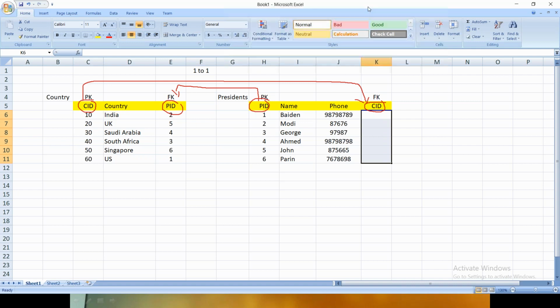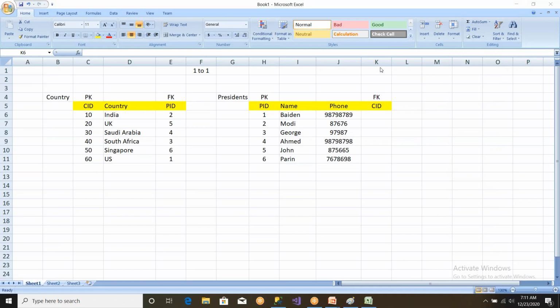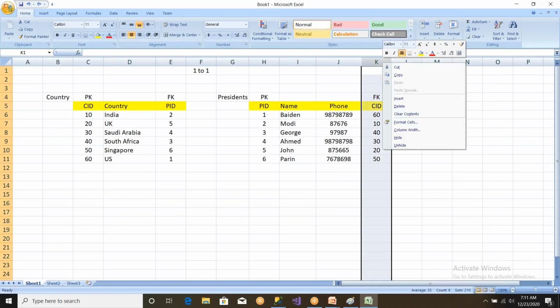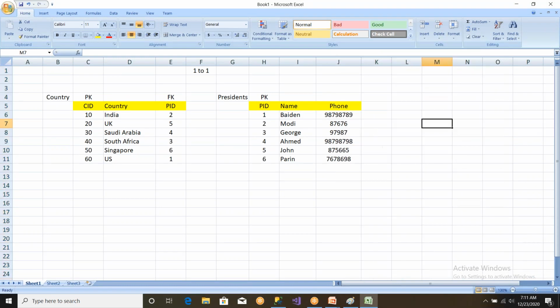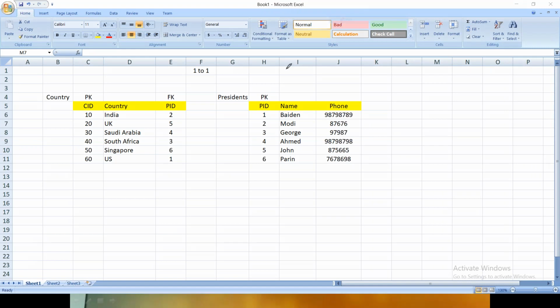So you can delete this link. You can remove this primary key and foreign key like this. Okay. So this you can remove it. You don't need this. So you can have only one primary key. This is the primary key. It has become a foreign key here.